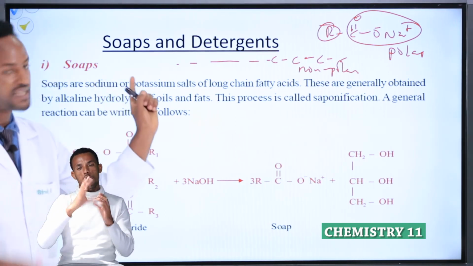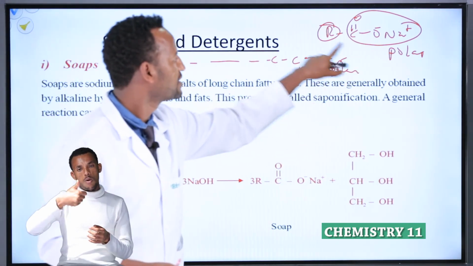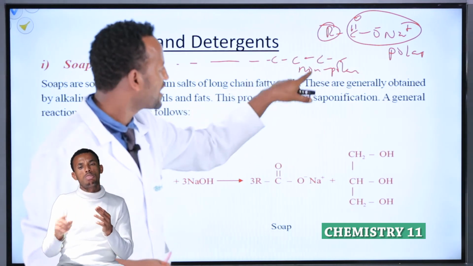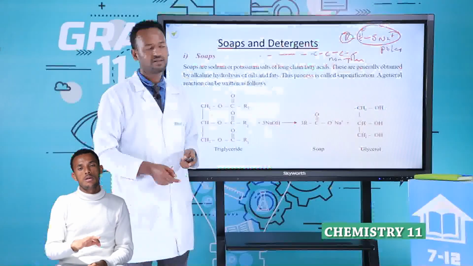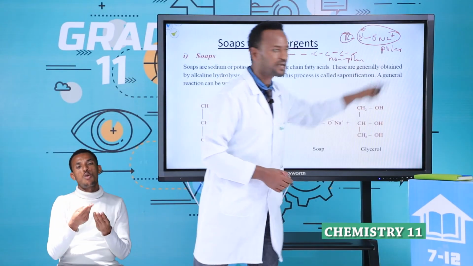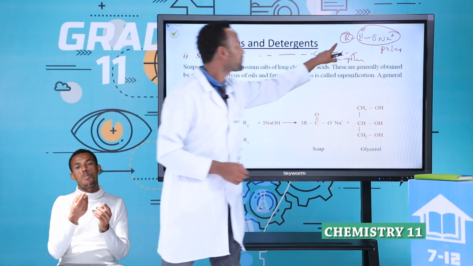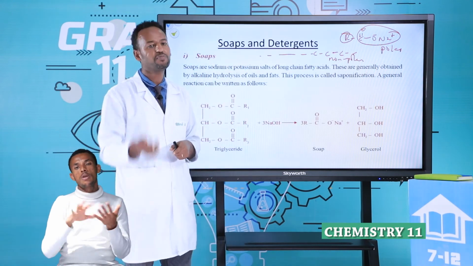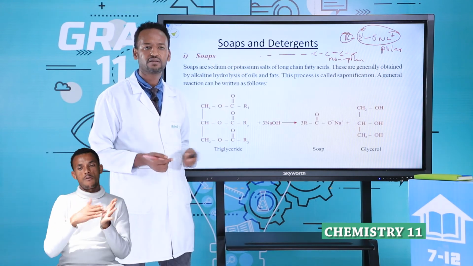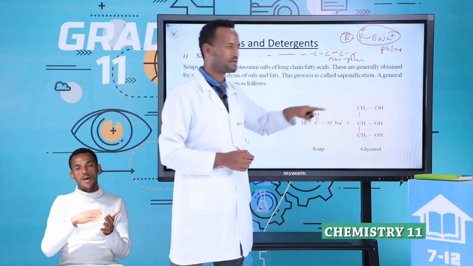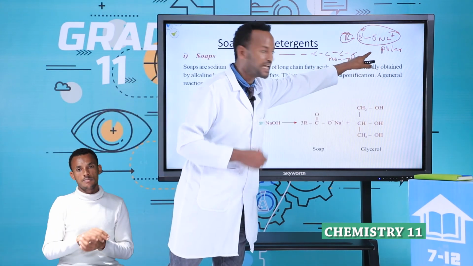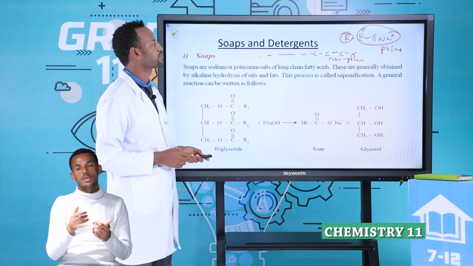The polar group is the head. The head is polar. This one is the R group. The tail part is non-polar. Therefore, soap contains polar and non-polar parts. The polar portions are soluble in water. The non-polar portions are soluble in non-polar solvents like oil, fat, and so on. Therefore, this one is oil soluble, fat soluble. This portion, the head, is water soluble.